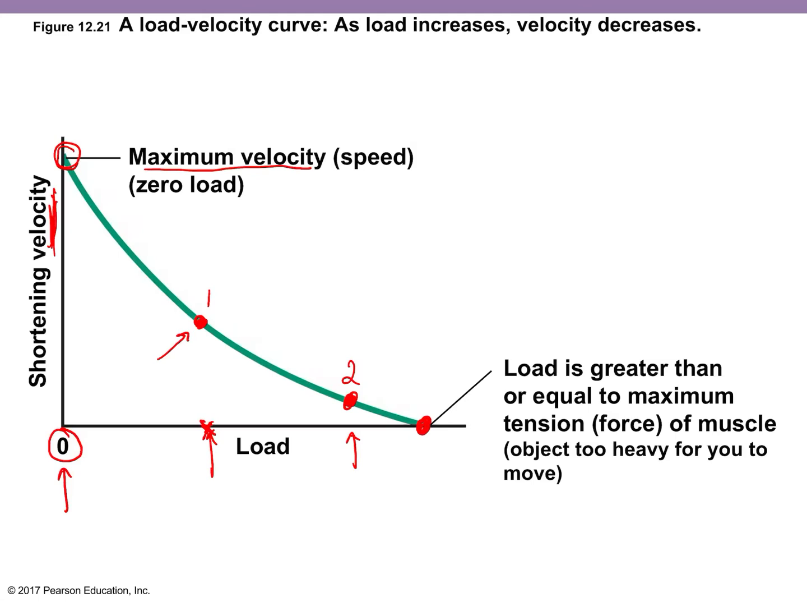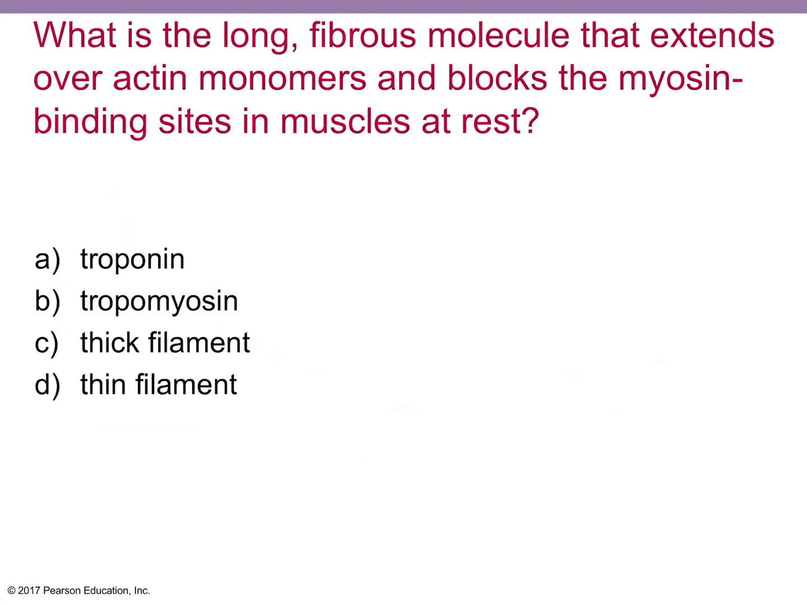And then there's going to be a place where the load is greater than your maximum tension that you can create, or it's equal to, so you actually just can't move that object. You can hold on to it, but you can't move it. So your shortening velocity is 0. You just can't move it at all. So that's the curve that you see, this is called the load velocity curve. Makes intuitive sense, right? As your load increases, the velocity is going to decrease. All right, some questions before we end this part.